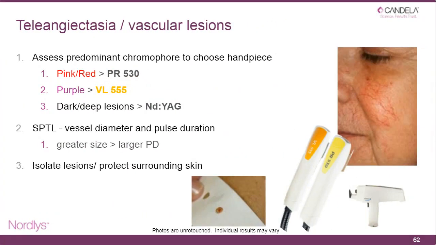Treating the telangiectatic part. First of all, what we should do is assess the predominant chromophore. If it's pink or red, as in most cases on the face, we will go for the PR applicator. If it's purple, we will go to the VL applicator. And if it's darker or deeper, we can use the NDAG applicator from the Nordlys system.